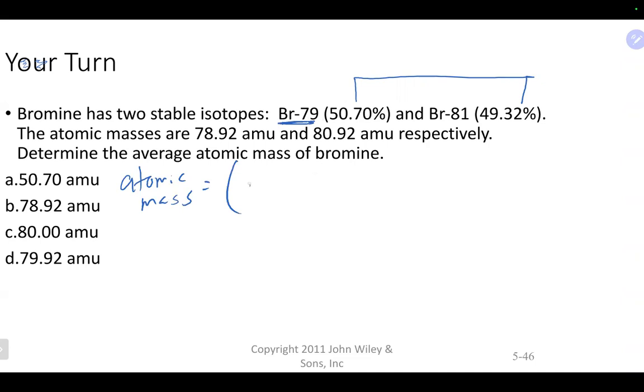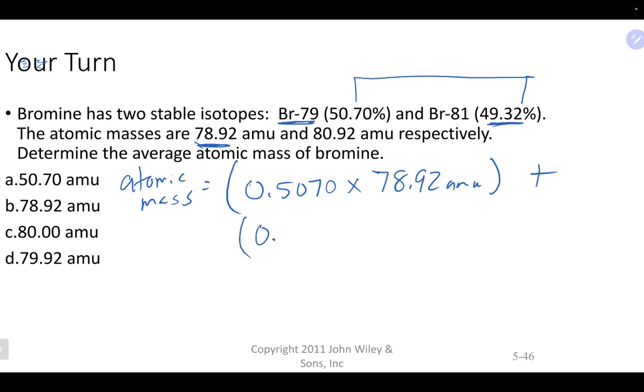Once again, I'm just going to move the decimal point 2 places to the left, which will then convert my percentage into a decimal. And I'm going to multiply it by the atomic mass of that first isotope, which is 78.92 AMU. I am then going to add it, and I'll just go underneath here. I'm going to convert this guy once again into a decimal by moving it 2 places to the left, gives me 0.4932 times the atomic mass of my second isotope there, which is our 80.92 AMU.